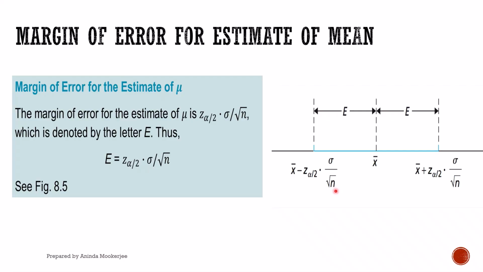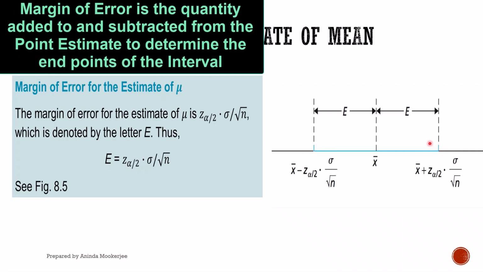It is the allowance or bandwidth which is provided to estimate the population mean from the point estimate, or the sample mean in this case. Essentially, the margin of error helps determine the end points of our interval. The lower end of the interval is obtained by subtracting the margin of error from the point estimate x bar, and the upper end is found by adding the margin of error to the sample mean or the point estimate.